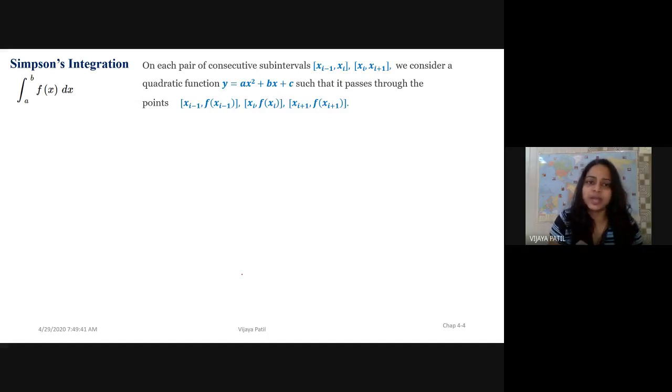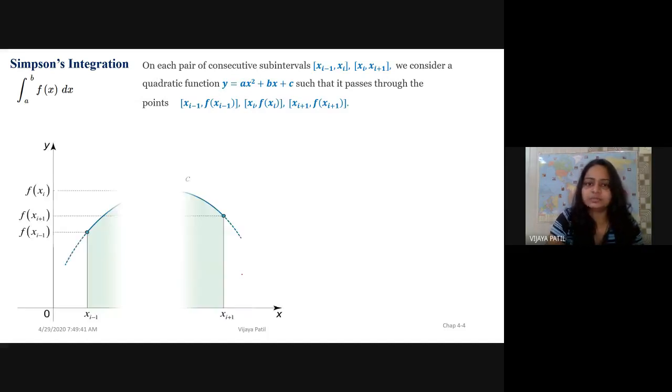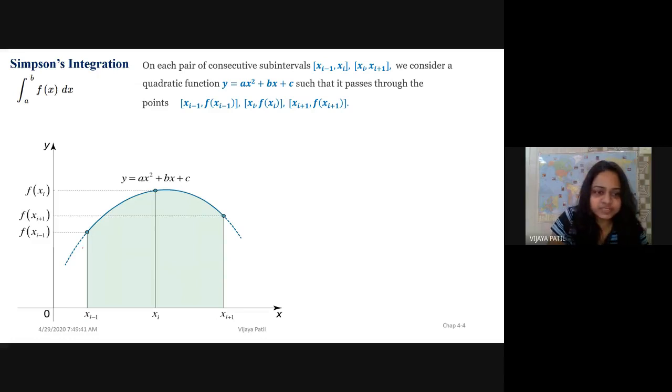So here, for each pair of consecutive intervals, let me just explain it with a figure. Suppose, for example, these are the 3 points of the curve: xi minus 1, xi, and xi plus 1. So I have to have the corresponding function values. The quadratic curve is like y equals ax square plus bx plus c. So let us suppose this is the best possible curve we can find through these points.